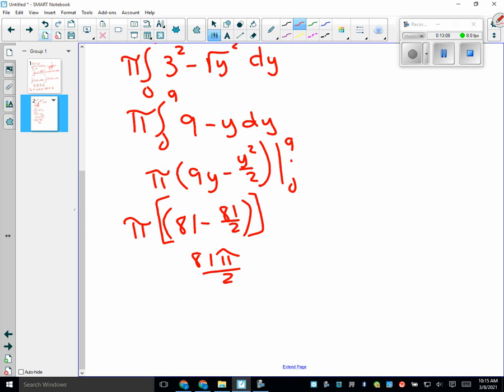We good with that? How did you get 81 over 2 just from 81 minus 81? What's 81 divided by 2? Isn't this half of this? So half of it's left? Or I could have done 162 minus 81 over 2.